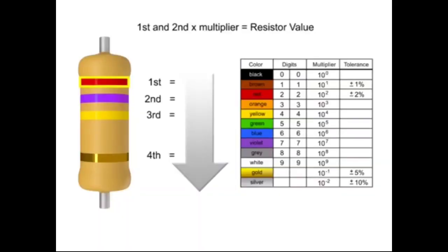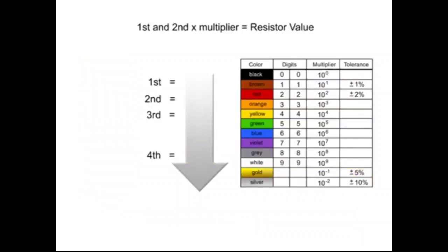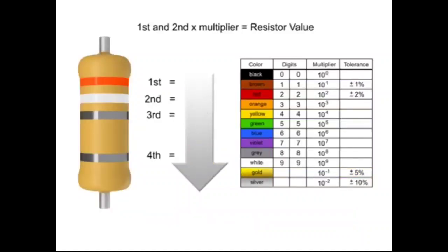Students, see the picture. The first ring is red, and it corresponds to the number 2, and the second ring is violet, and it corresponds to the number 7, and the third ring is yellow, and it corresponds to the power 10 power 4. So 27 into 10,000 equals 2,70,000, that is equal to 270 kilo ohm, and the tolerance is plus or minus 5%.